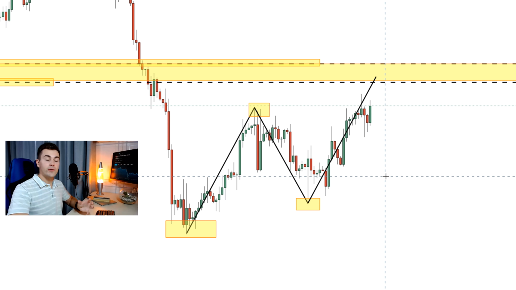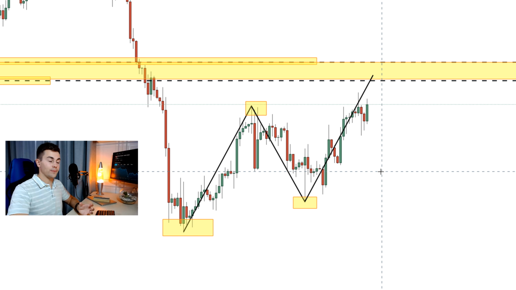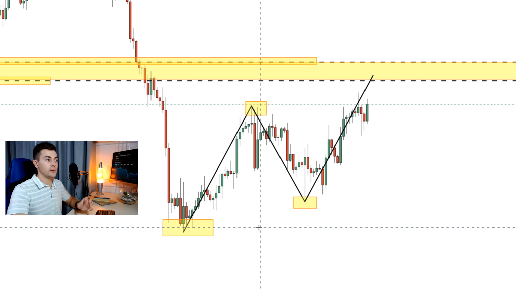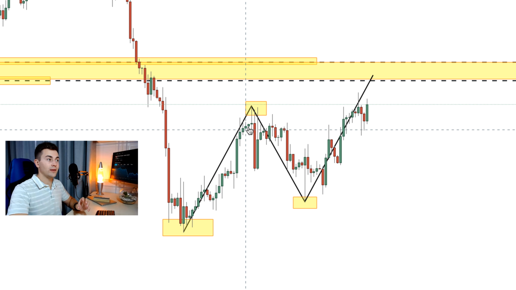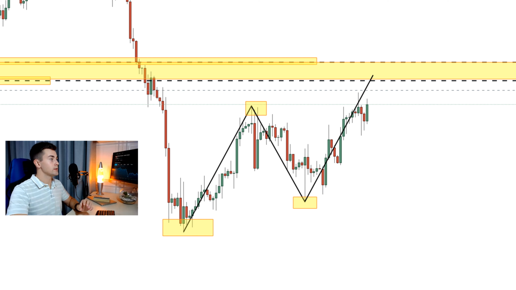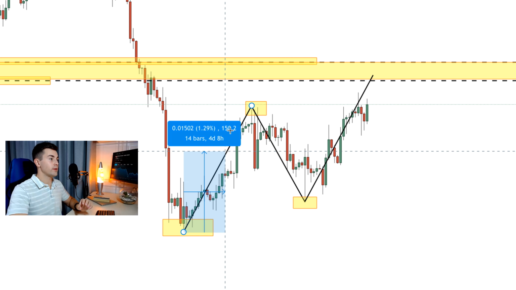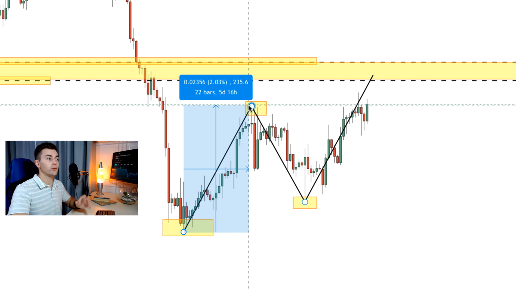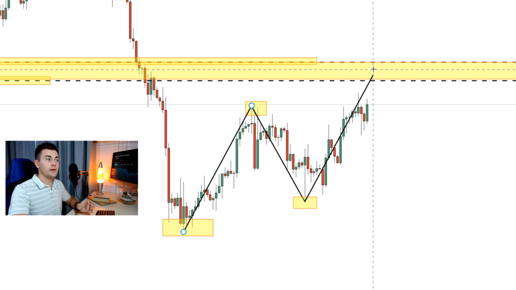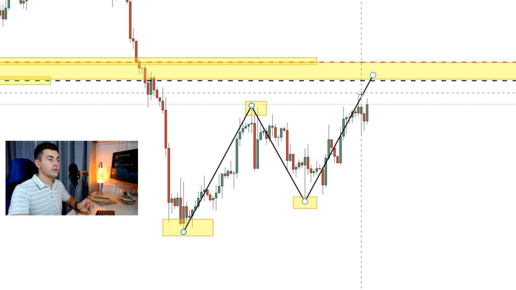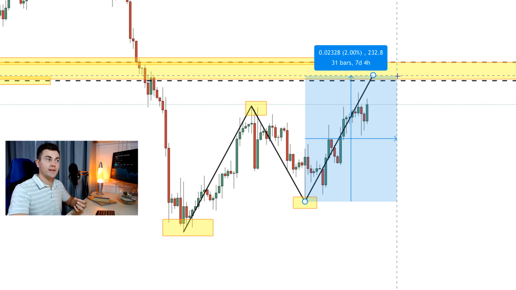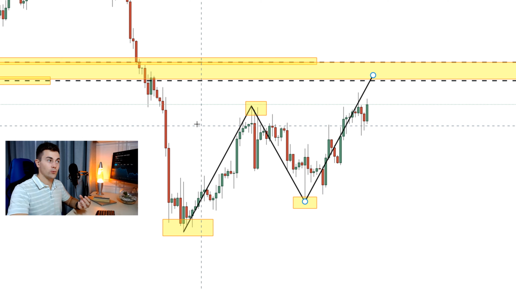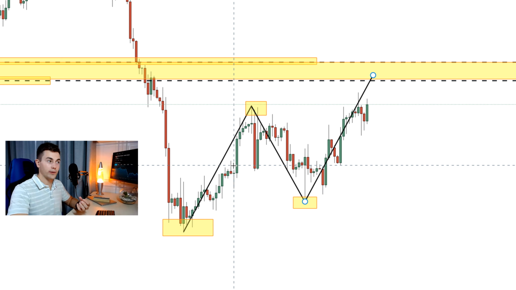So why is this movement called harmonic? It is called harmonic because here we have two things to consider. First of all, the length of the swing. If we take the length of that swing, it is 235 pips. And here we expect that the market will go and reach the same length again, respecting the rules of harmonics.